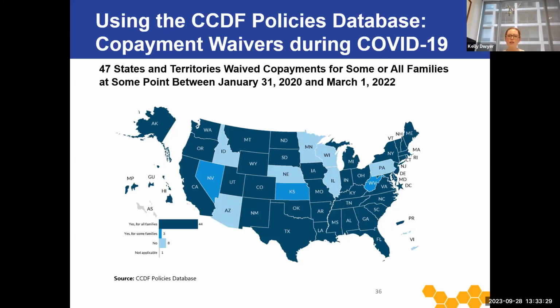We were able to obtain this information by, again, looking in the category notes field of our data set that captures the co-payment amounts for families participating in the CCDF program to determine which states had waived co-payments at any point during this 1.5-year long stretch.